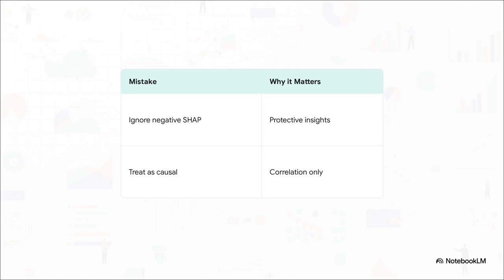You also really have to remember that SHAP shows correlation, not causation. Sure, days inactive is mathematically linked to churn, but SHAP doesn't inherently prove it causes it. Furthermore, ignoring negative SHAP values is a huge missed opportunity. Just like we saw with customer 342, negative SHAP values are actually crucial protective factors. They provide massive actionable insights you definitely shouldn't ignore.